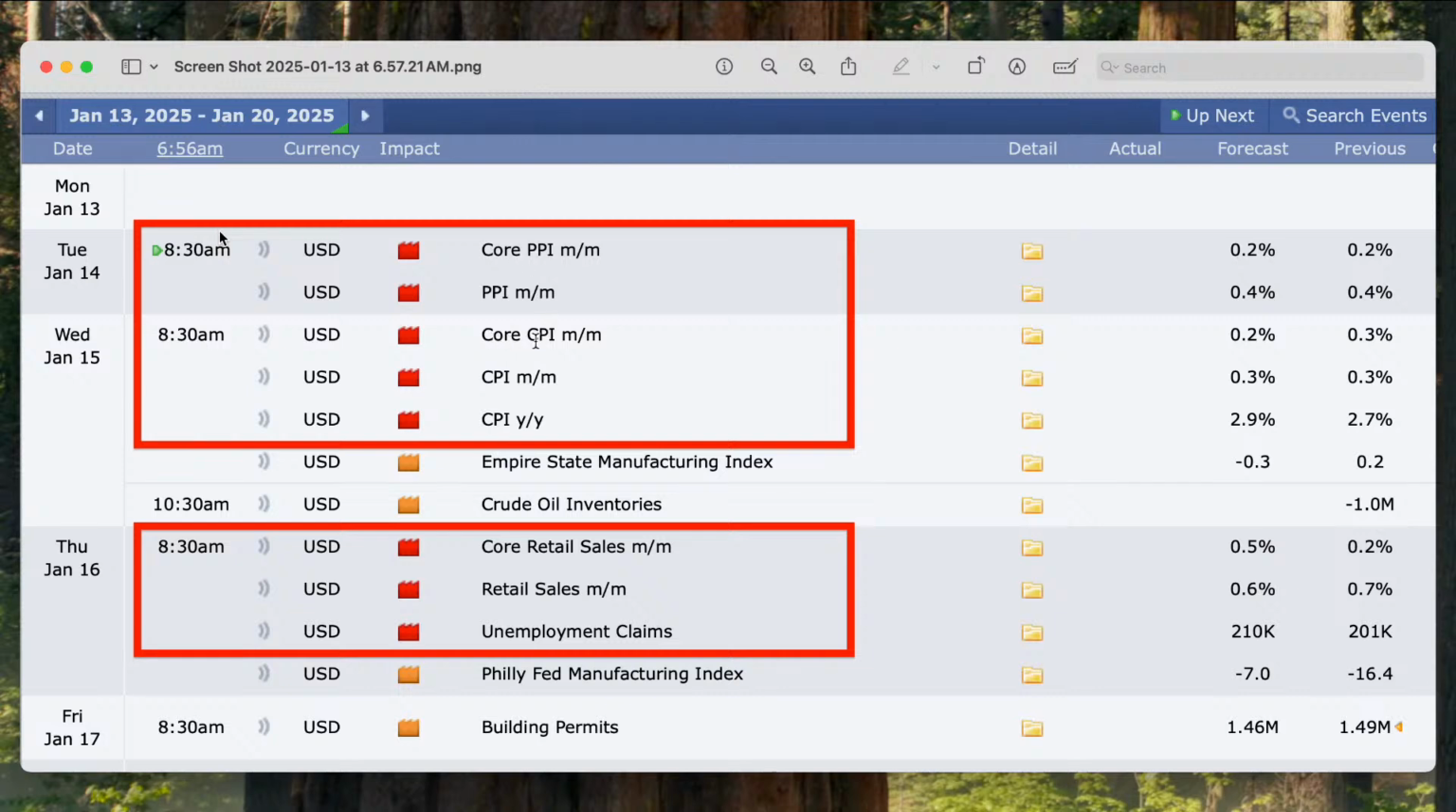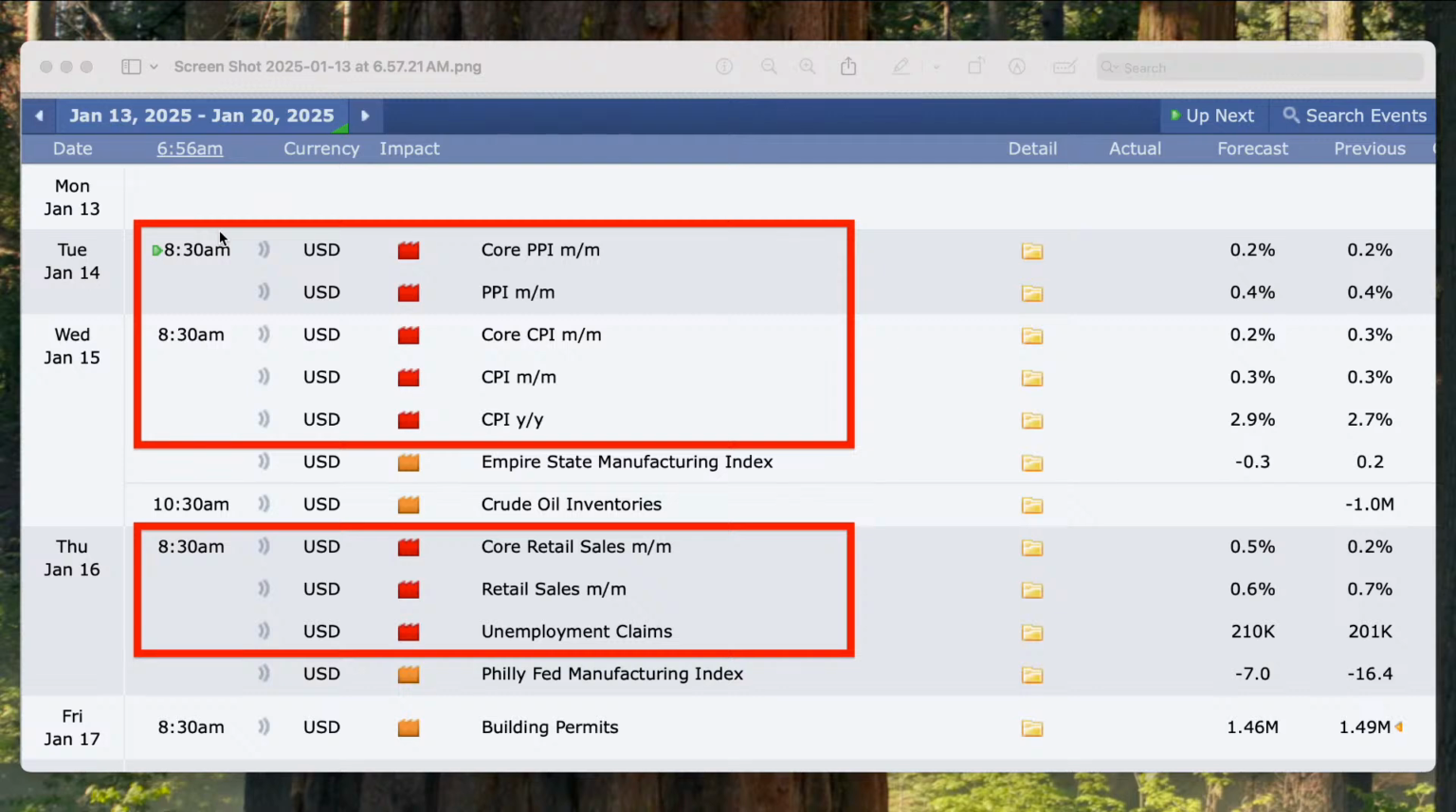And then tomorrow we have core CPI. These are all inflation indicators. And CPI month over month and year over year tomorrow. This is huge in terms of the potential energies coming into the market. And I'm going to show you exactly how I rank that in just a second. And then on Thursday, we have core retail sales month over month, and unemployment claims. All of these are very, very high on that scale. And so let's take a look at that.